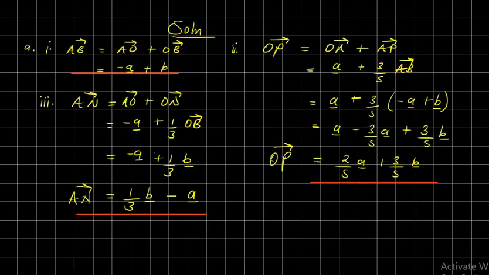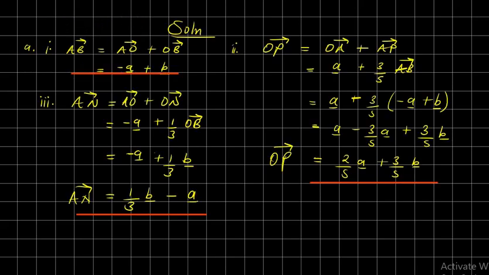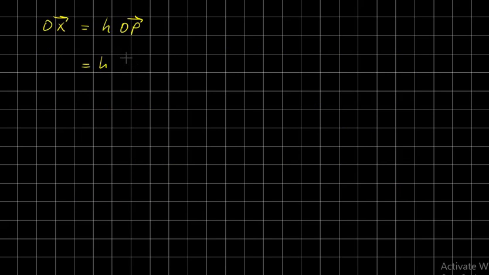So here, let's have more space. We are finding the vector OX, which is equal to h of the vector OP, right? Then here we are going to have h. Then it's just a matter of getting what we found for OP. OP is this here. So we get 2 over 5 a plus 3 over 5 b. That's what we are going to have there. So, did we say 2 over 5 a, plus 3 over 5 b?